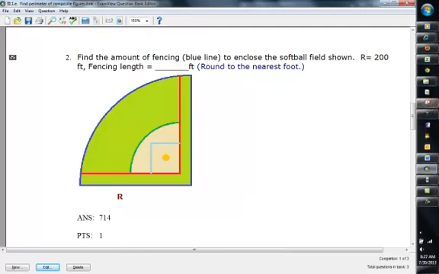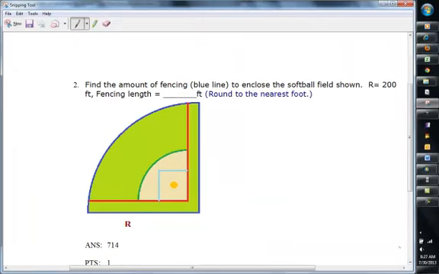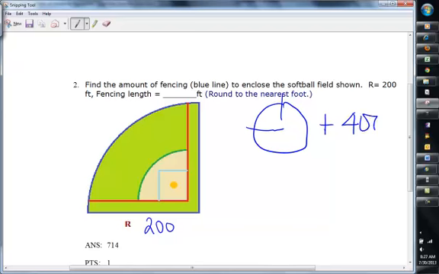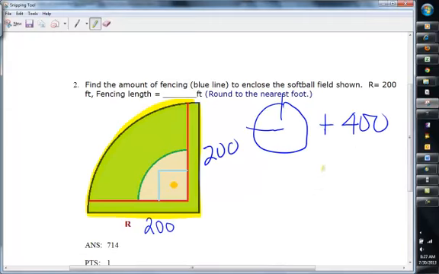Next one. Find the fencing around this softball field. It says the radius is 200 feet. So we're going to take 1/4 of a circle plus 400, because there's 200 here, 200 here, and so the distance all the way around the field is these 2 blue lines, that's the 400, and then 1/4 of the fence around the field. Well, the radius there is 200 feet.